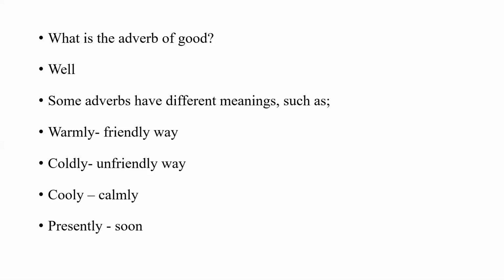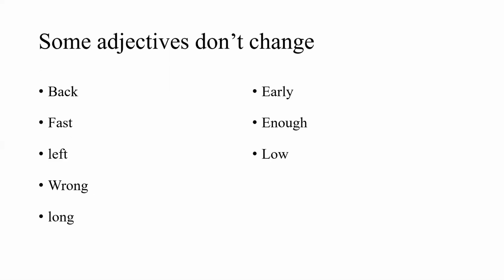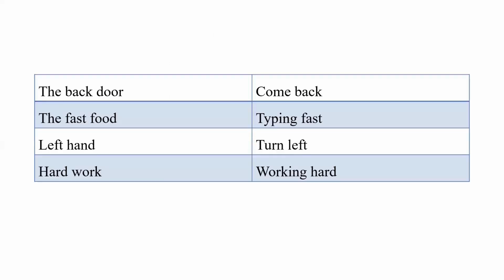Presently means soon. Some adjectives don't change. For example, back, fast, left, wrong, long, early, enough, and low. Now look at this table, the back door. Here we use the word back as an adjective. Come back here. Back is an adverb here.